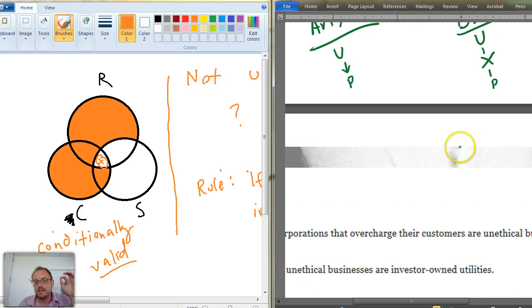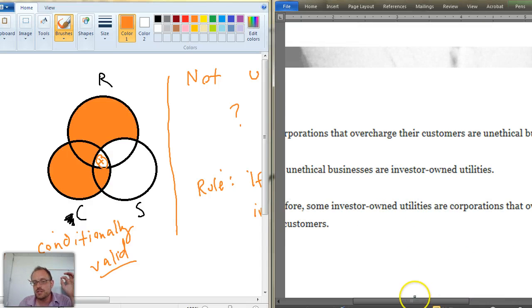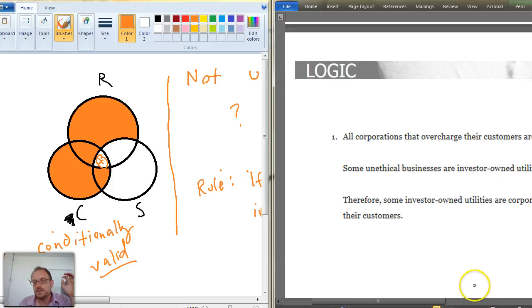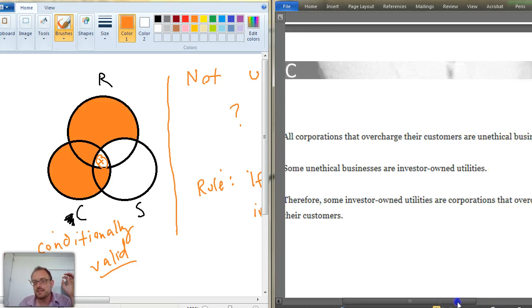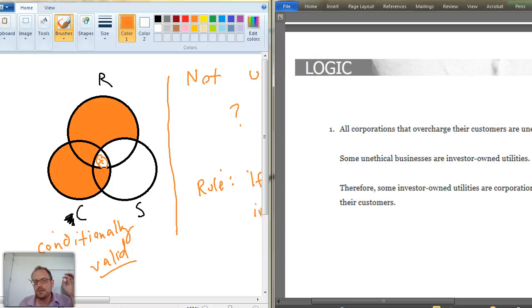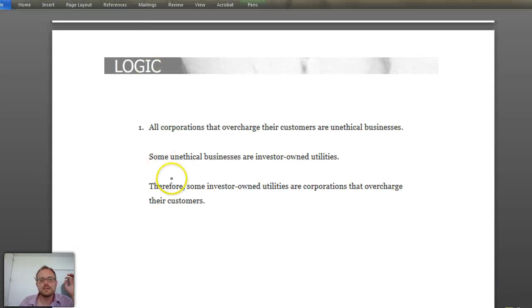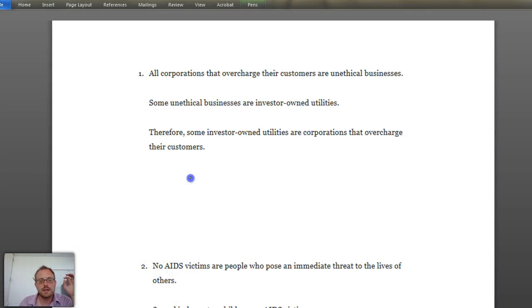So let's do some word examples here. These are actually from your homework, so sort of a cheat. Whoops, it's kind of small. I hope you guys can read this. We'll just make it big here. Okay, so let's start with this.